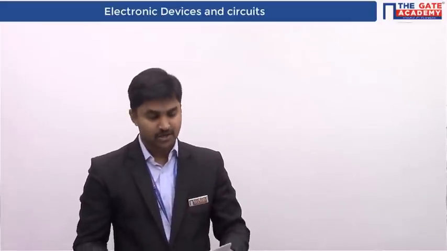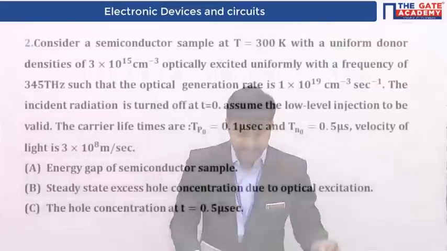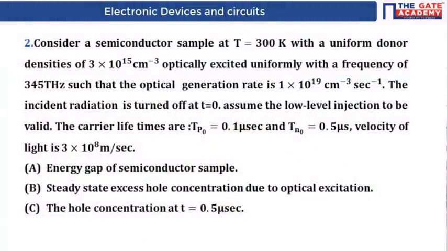We have again given a single question which covers all the different models. Let me read the question first. Consider a semiconductor sample at T equal to 300 Kelvin, so the temperature is room temperature, with a uniform donor density of 3 into 10 power 15 per centimeter cube, optically excited uniformly with a frequency of 345 terahertz, such that the optical generation rate is 1 into 10 power 19 per centimeter cube second.